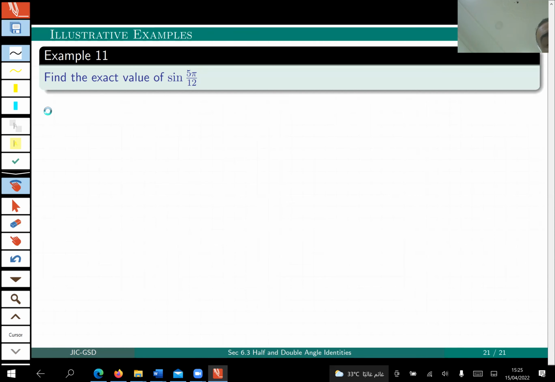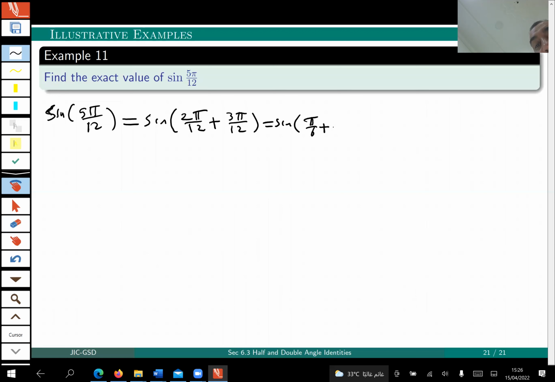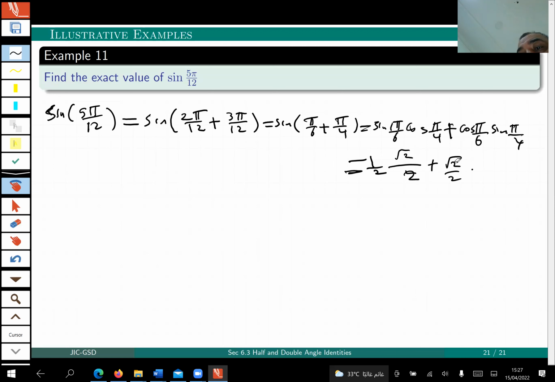Now, what about sine 5 pi over 12? Write it as 2 over 12 plus 3 over 12. 2 over 12 is pi over 6, and 3 over 12 is pi over 4. Sine pi over 6 cosine pi over 4 plus cosine pi over 6 sine pi over 4, which gives root 2 over 2 times square root of 2 plus square root of 6, over 4.